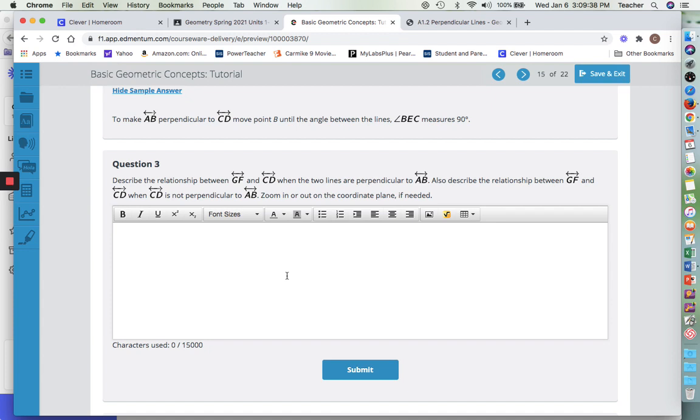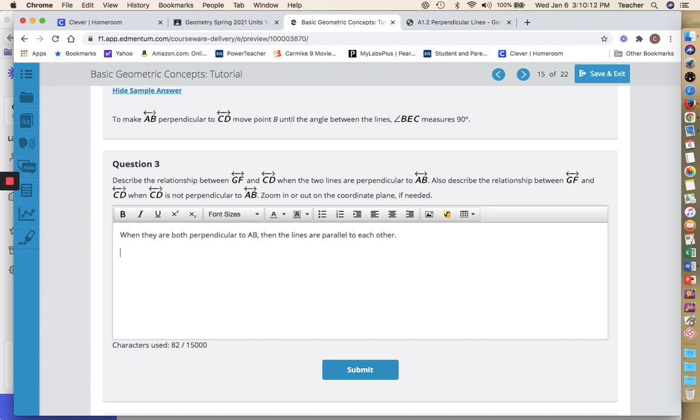All right, so question 3. Describe the relationship between GF and CD when the two lines are perpendicular. Well, I've already told you guys this answer. When they're both perpendicular to AB, then the lines are parallel to each other.